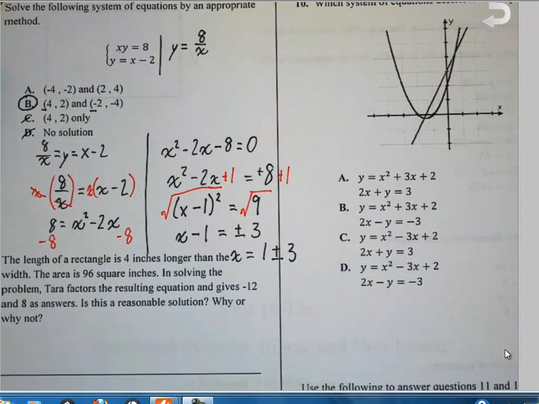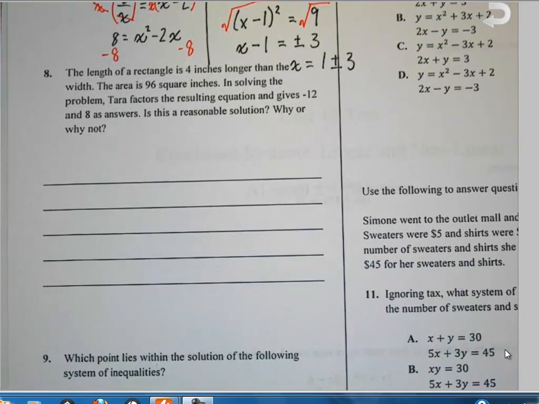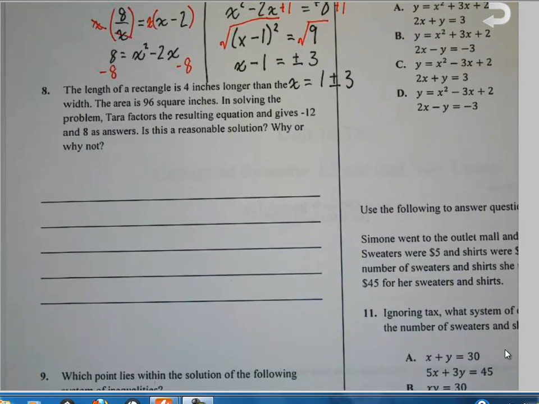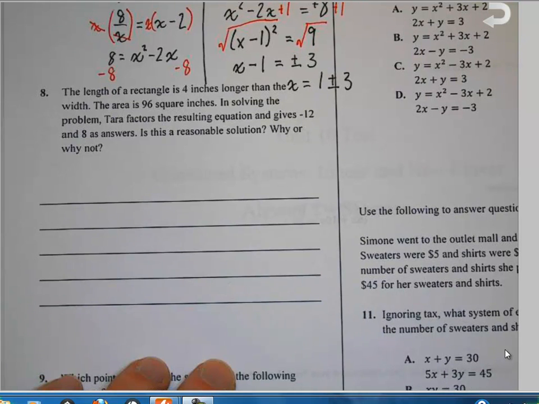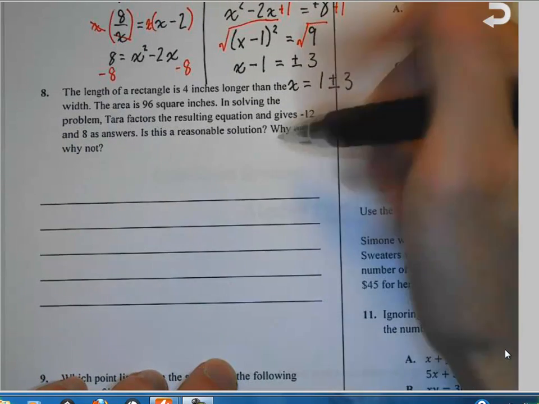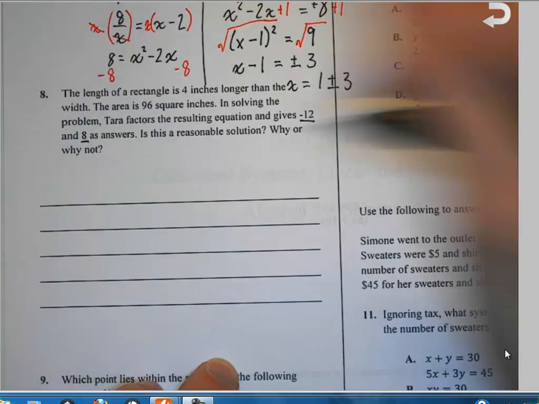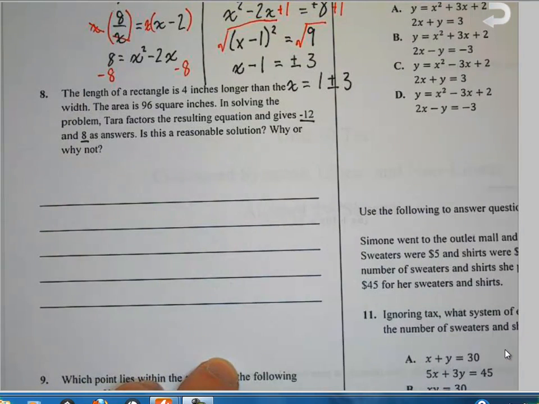Now, number 8, a lot of people skipped it needlessly so. The answer is kind of staring you right in the face. It says the length of a rectangle is 4 inches longer than the width. The area is 96 square inches. In solving the problem, Tara factors the resulting equation and gives negative 12 and 8 as answers. Why or why not is this a reasonable solution?